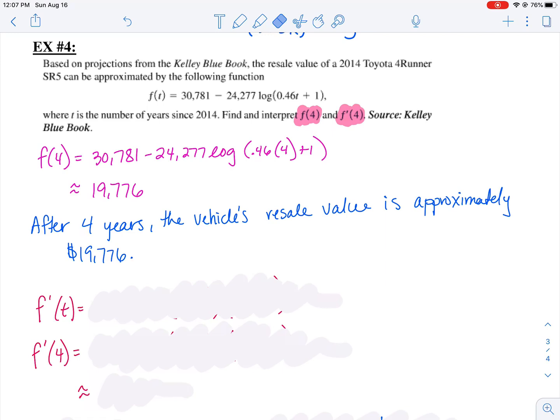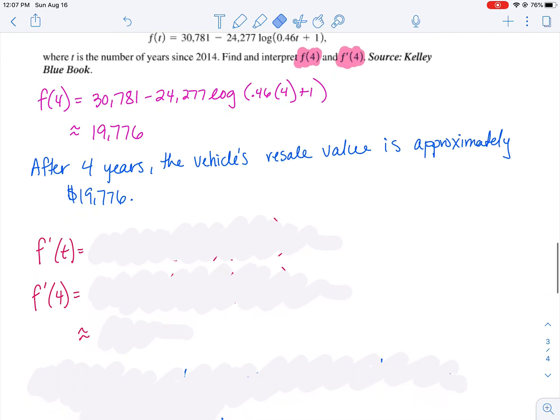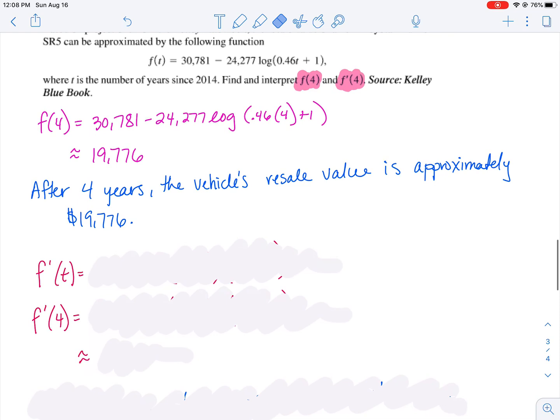The second part of the question, though, asks us to figure out what f prime of 4 is and then make an interpretation. Well, we know that the derivative of f is really just the rate of change. And so when we find the derivative of f, we're really talking about the rate of change of my resale value. Is my resale value going up, or is my resale value going down? We're finding the rate of change. Let's go ahead and find the derivative of f.